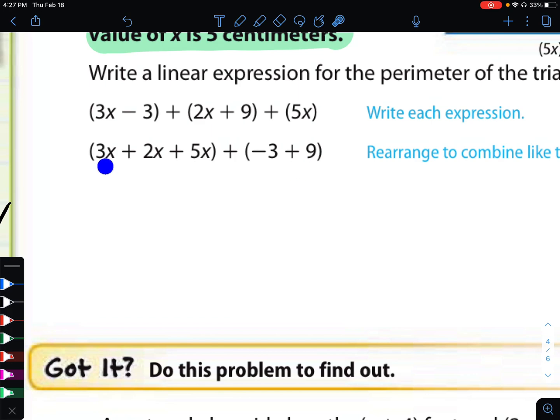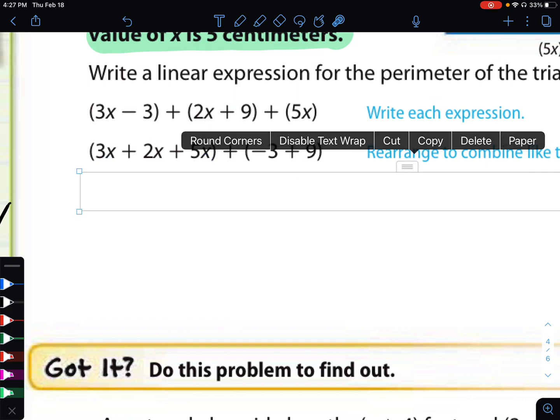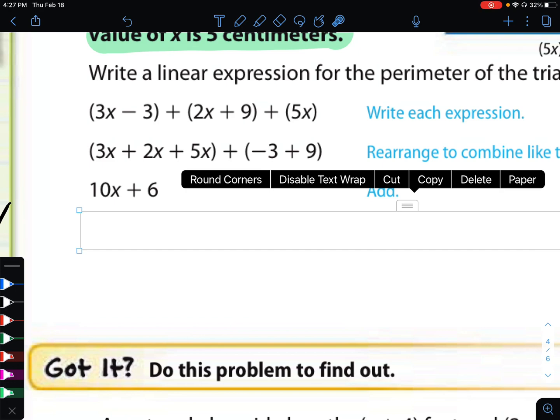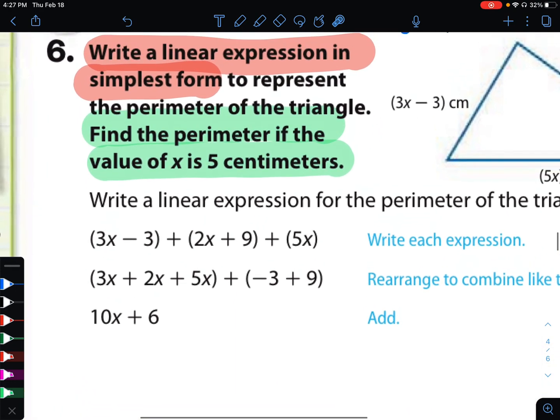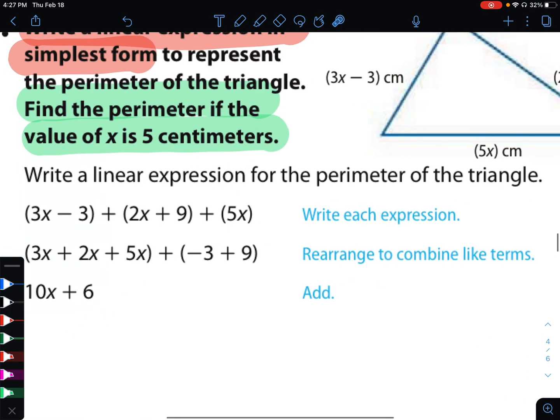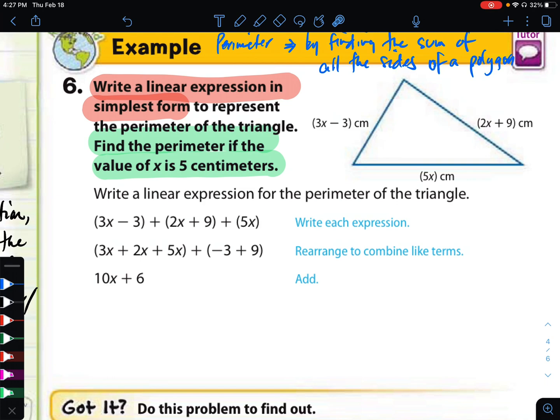3x plus 2x plus 5x will give us 10x, and negative 3 plus 9 will give us positive 6. So negative 3 plus 9 is positive 6, and 3 plus 2 plus 5 will give us 10x. That is the perimeter. We just wrote a linear expression representing the perimeter of this triangle, which is 10x plus 6.